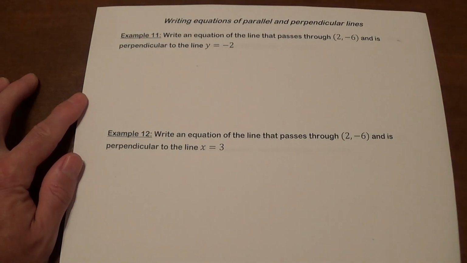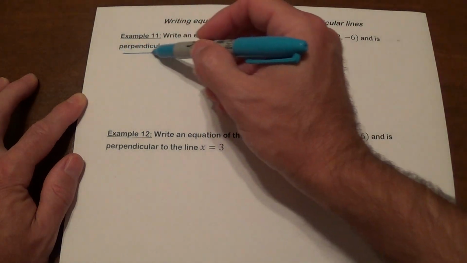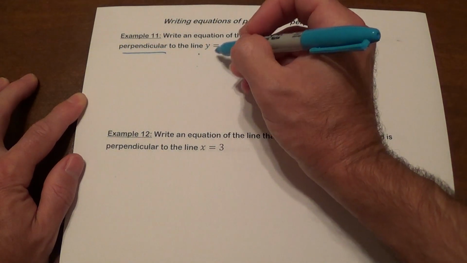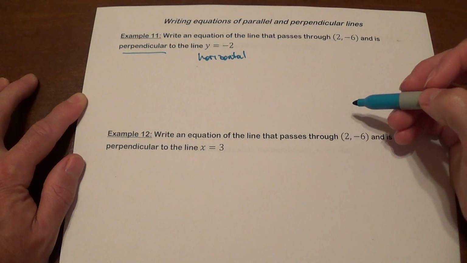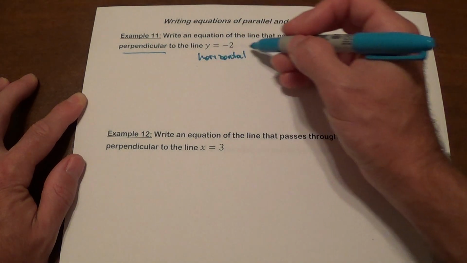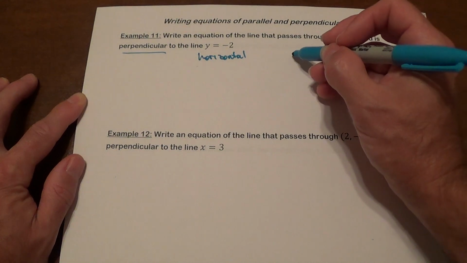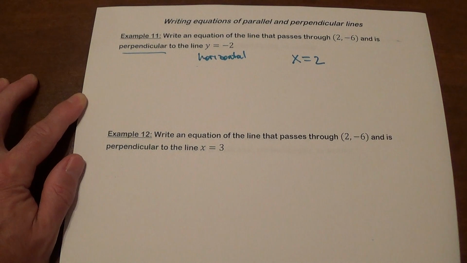Alright, last thing we're going to do here, no, we still have this, hold on, getting ahead of myself. An equation of a line that passes through this point and is perpendicular to this line. So this is a horizontal line. If you're perpendicular to a horizontal line, your line will be vertical. This equation has y equals negative 2. Our equation will be x equals, we pull the x coordinate, x equals 2.